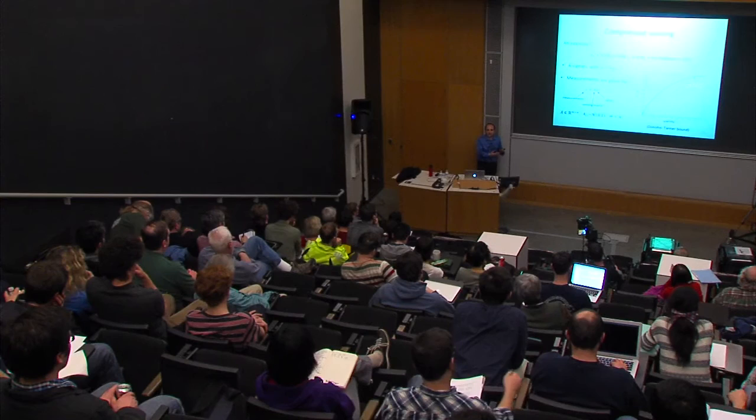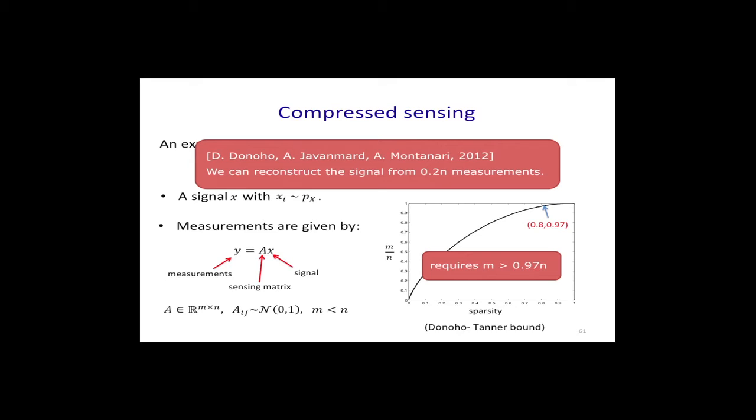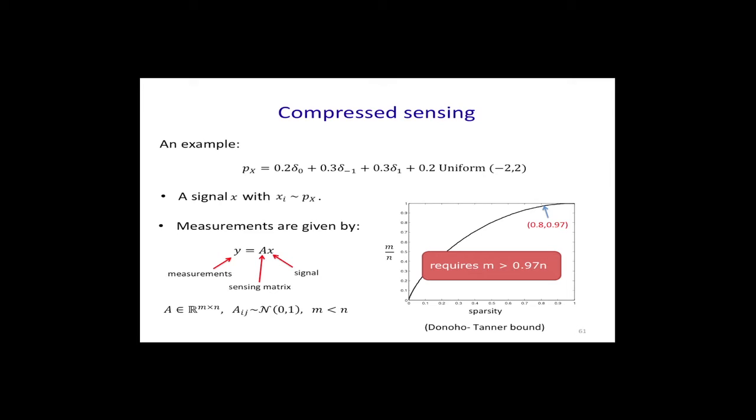In our paper, we have a different sensing mechanism and reconstruction, and if you apply it to this problem, you can actually reconstruct the signal exactly from 0.2 times n measurements. So we reduce the compression rate from 0.97 to 0.2. I'm not saying any details, but you can guess that this 0.2 here is the coefficient of this continuous part. So this is the relation. And with this, I would finish my talk.